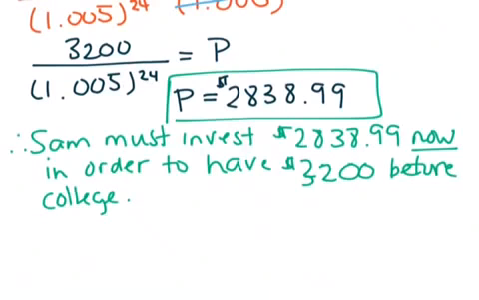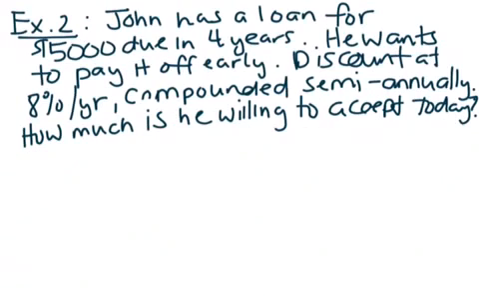So let's do another example together. All right, example number 2 says, John has a loan for $5,000 that is due in 4 years. He wants to pay off his debt early. The creditor is willing to discount the loan at an interest rate of 8% per year, compounded semi-annually. How much would the creditor be willing to accept today?